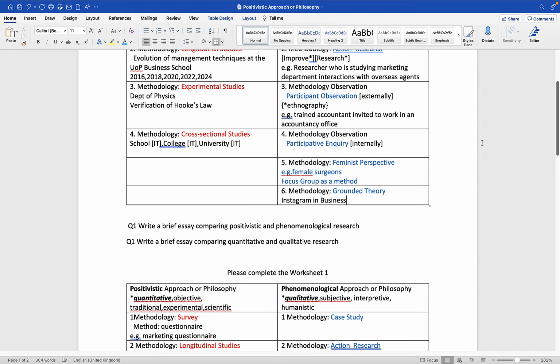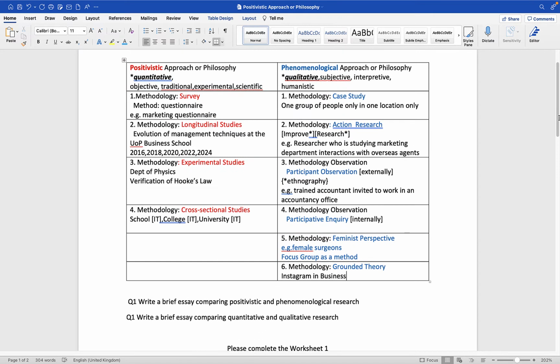you might have an essay. An essay might be as follows. Write a brief essay comparing positivistic and phenomenological research. But remember, the word positivistic has other synonyms. It could be called quantitative. The word phenomenological has other synonyms. It could be called qualitative. So the exam question might be, write a brief essay comparing positivistic and phenomenological approach to research.